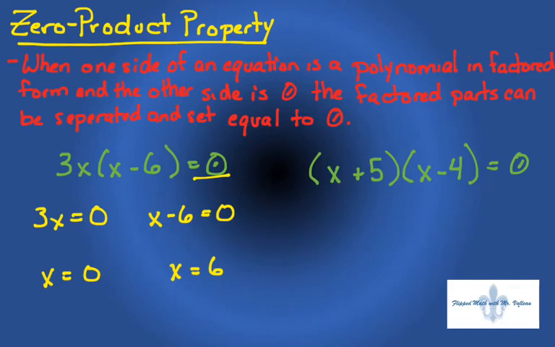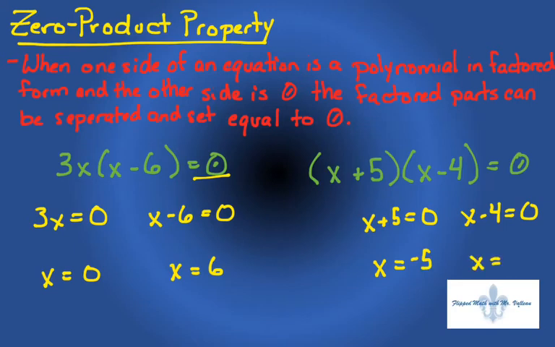Now on the other side, we've got the same thing. We've got a polynomial in factored form. It's actually a trinomial in factored form. And we are set to 0. So at this point, we can break apart each of those binomials so that x plus 5 is equal to 0, and x minus 4 is equal to 0. And we know then that our roots, our solutions for x, would be negative 5 and 4.